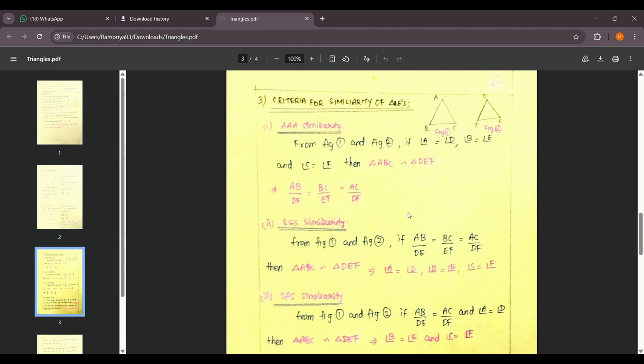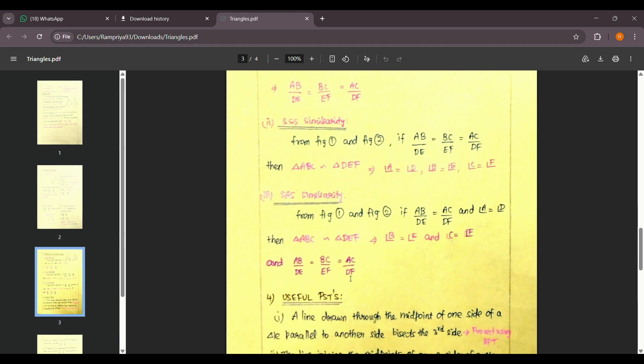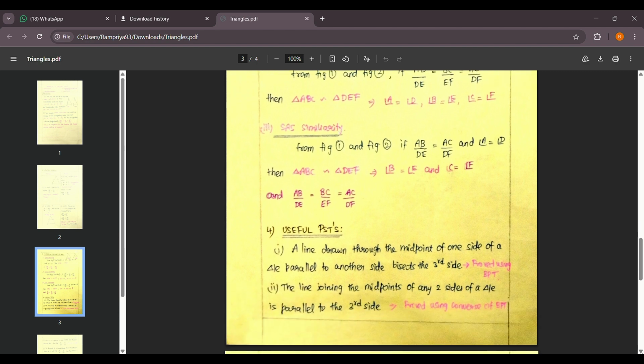SAS similarity: any two sides, if they are divided in the same ratio, for example AB by DE equal to AC by DF, and the included angle is equal, angle A equal to angle D, then you can say that the two triangles are similar as per the SAS criterion. And then the corresponding other side also has to be proportional, and the corresponding angles are also equal. So this is SAS similarity, and next is useful problem solving techniques.